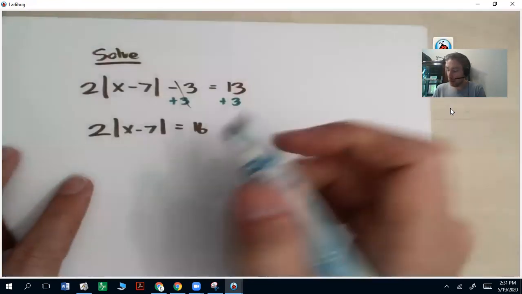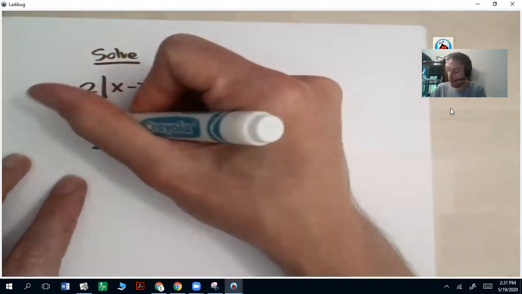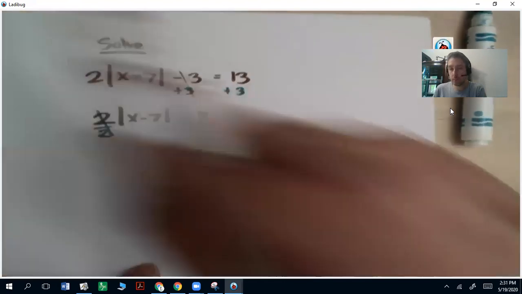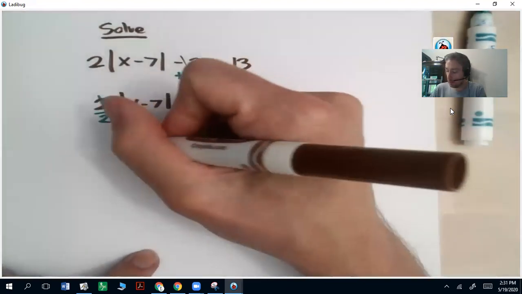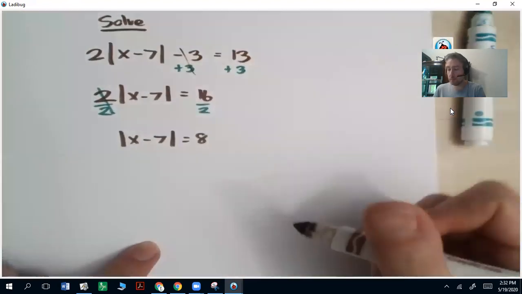The next thing I want to do is divide by 2, to get rid of that 2 on the left side of the absolute value. 16 divided by 2 is 8. The absolute value of x minus 7 is equal to 8.